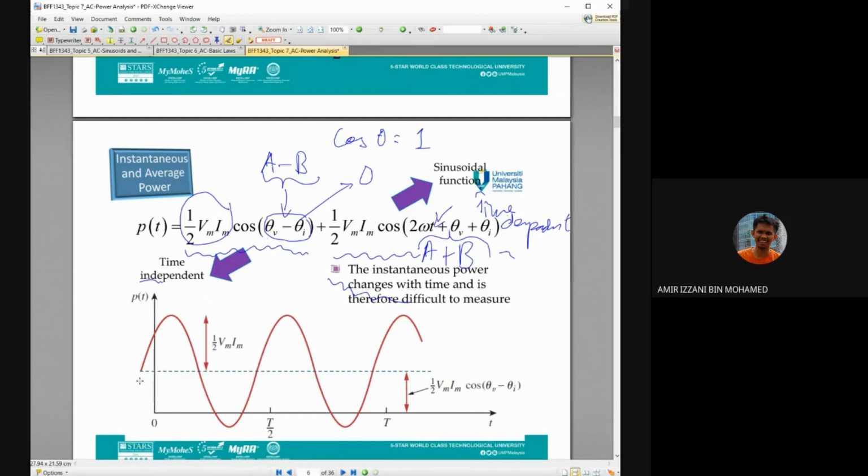If you see this graph down here, the p(t) graph is floating. Floating from where? From 0, like this one. If there is no difference in phase shift, so voltage and current are in the same phase, it will become like this. It will go down here. So no shifting, no phase shift.